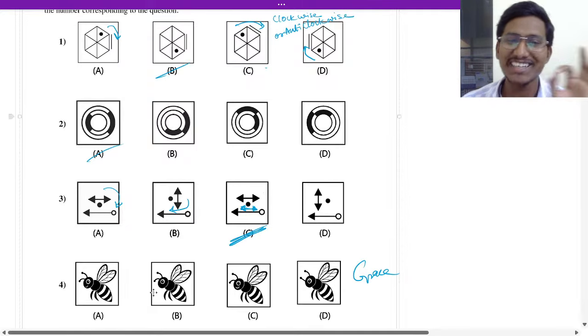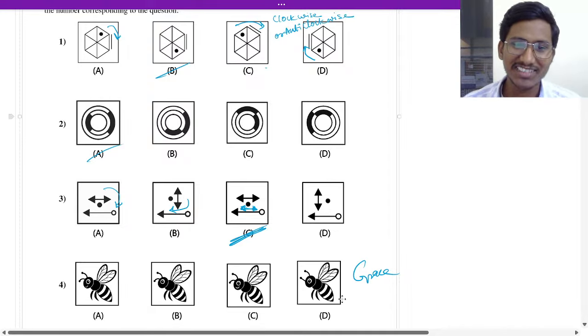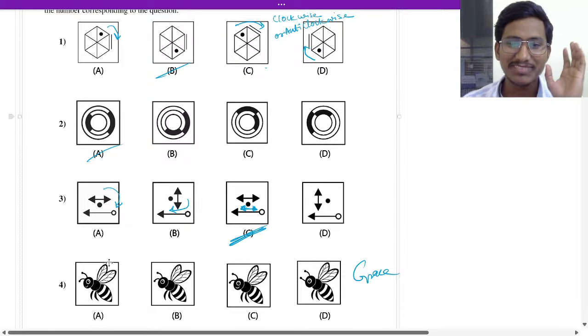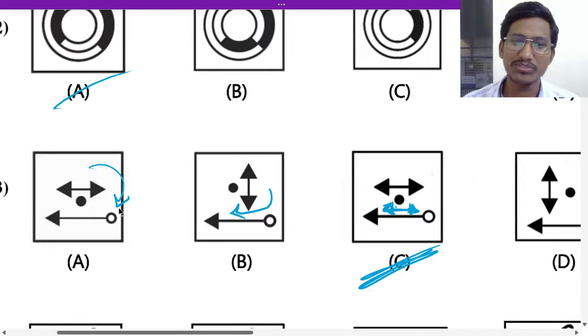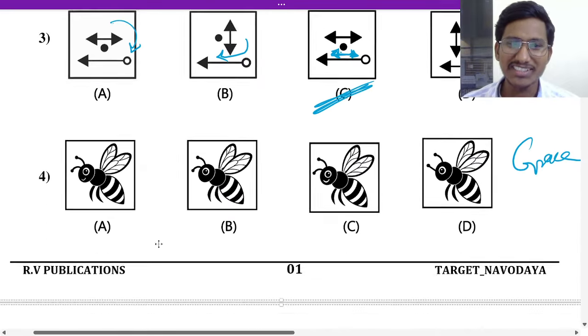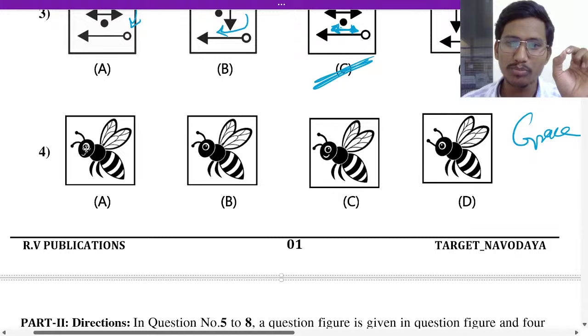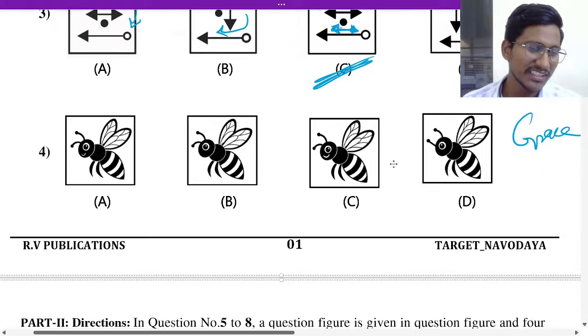Now the fourth one is grace. Tell me what is the answer for the fourth one? Some of you got D. Why D? There is not much difference, but if you look closely, there is a little difference. Here the mouth is open, here it is closed, here it is open, here it is closed. B is also closed, and C and D are also closed, so there is not much differentiation.